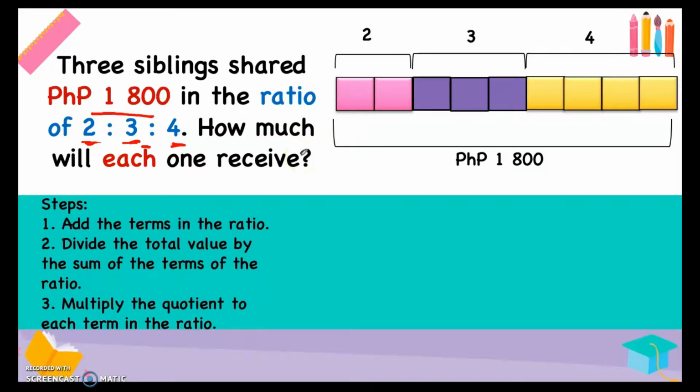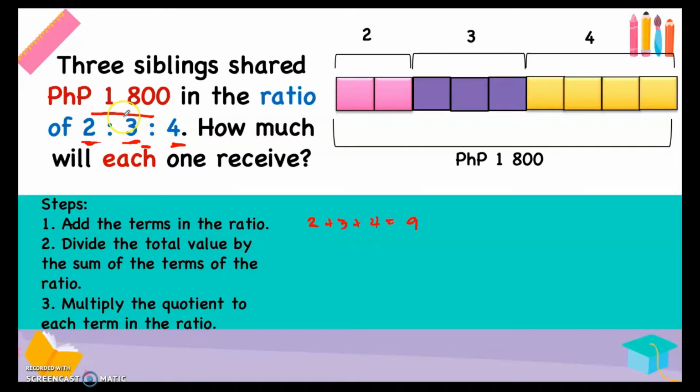So, we have here the steps in solving partitive proportions. Now, what we're gonna do is to add the terms in the ratio. So, we add here, these are the terms. We have here 2 plus 3 plus 4, and that is equal to 9. Next is divide the total value by the sum of the terms of the ratio.